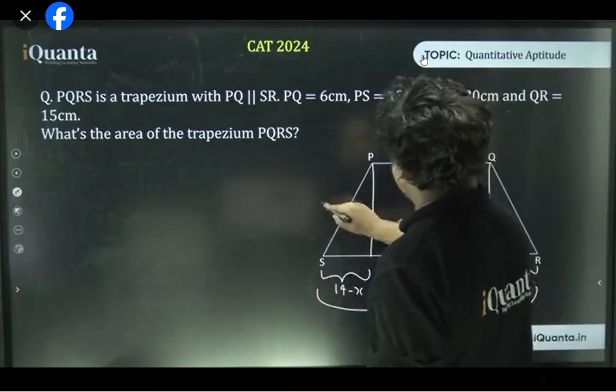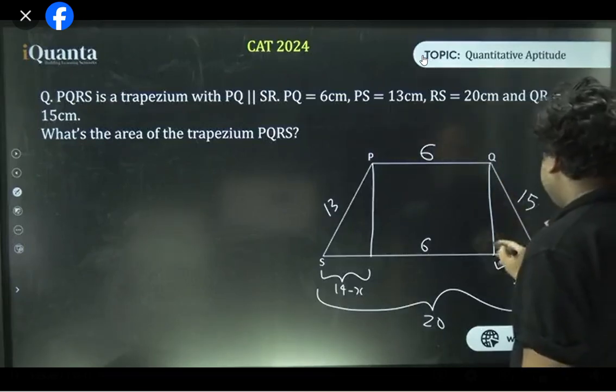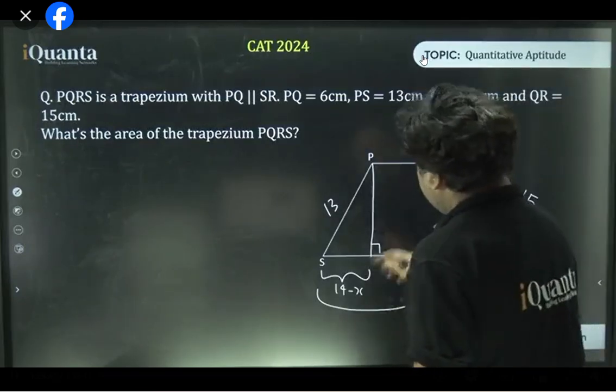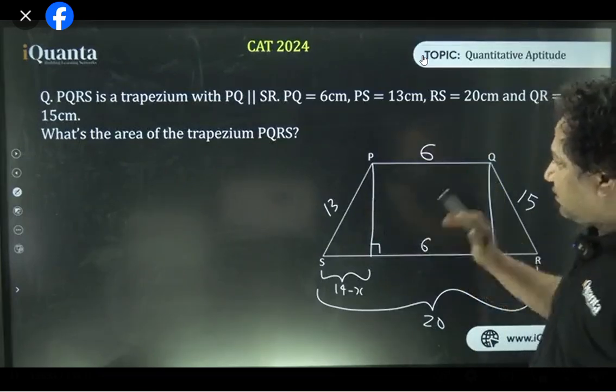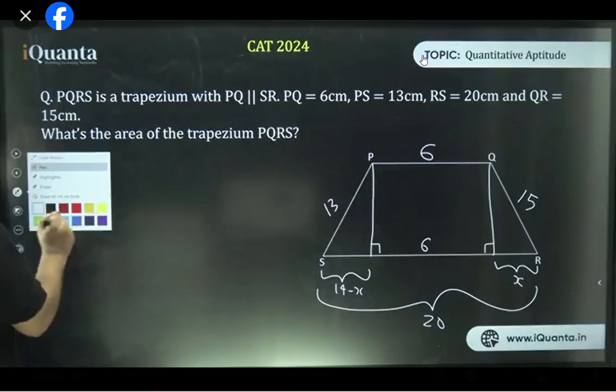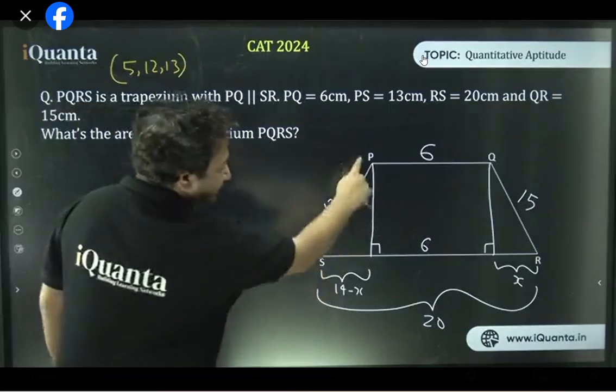PS is given as how much? 13. And RQ is given as 15. Now, as I can see, these are perpendiculars. There is a high possibility that we might get a triplet, right? If you remember the very common triplet 5, 12, 13. Do you remember that? As I can see in this triangle, we have 13.